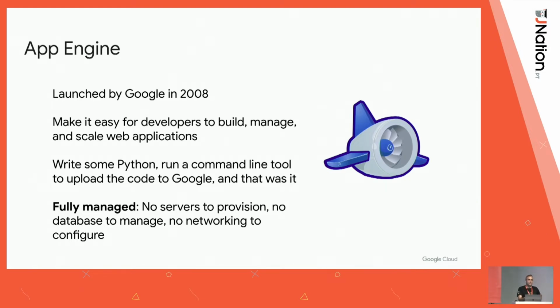And the goal of App Engine was to make it easy for developers to build, manage, and scale web applications. You would just write some Python, and there was a command line tool. You would deploy the Python, and that was it. Like, the things were basically fully managed for you. You would have this web application where you didn't have to set up servers, you didn't have to worry about load balancers, there was no database to set up and manage.